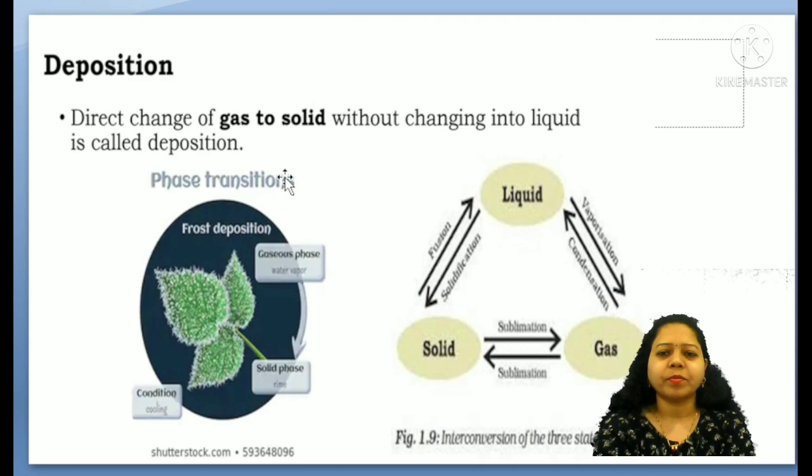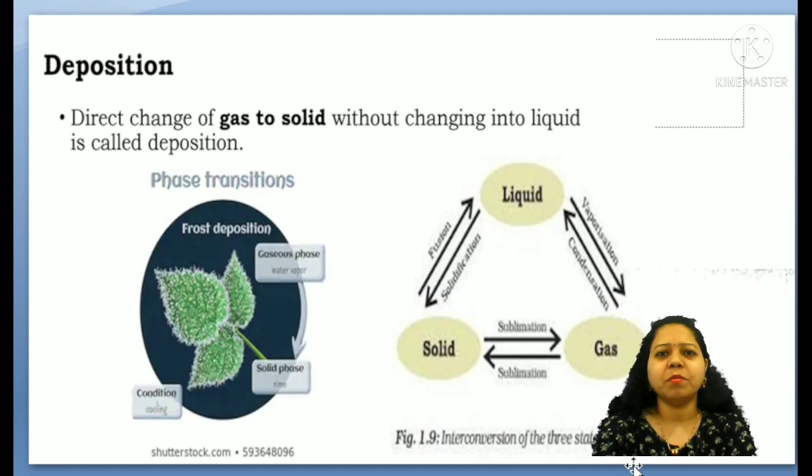We learned three states of matter: solid, liquid and gas. Is it possible to turn each phase into another? Of course it is possible. How? By changing its temperature and pressure. We'll see how they convert from one state to another. The change of state of matter by changing its temperature and pressure is known as interconversion of three states of matter. By changing temperature and pressure, we are able to change the state of matter.